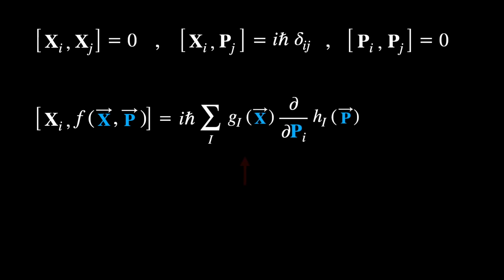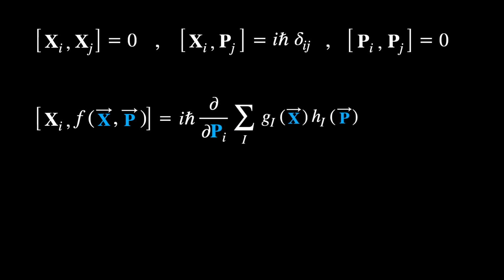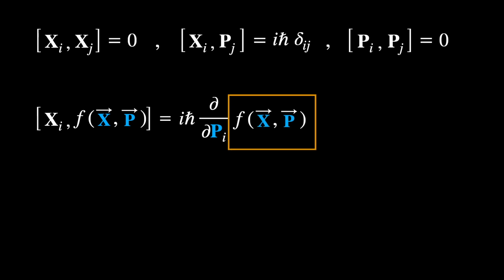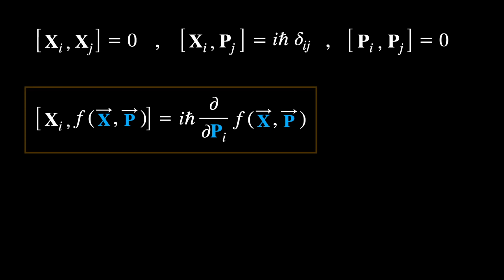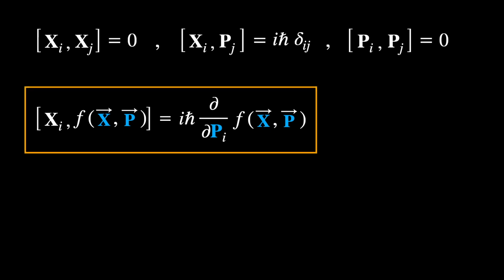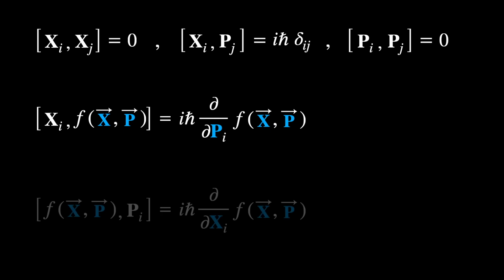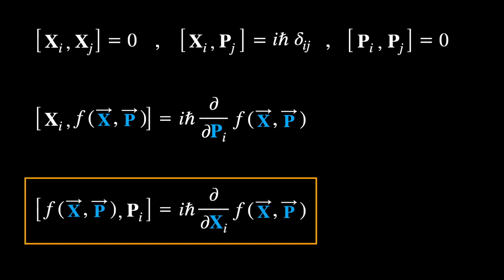Since g_i is purely a function of x, we can pull out the p derivative. And the expression in the yellow box is just a function f. This gives a nice result for the commutator between x_i and the arbitrary function f. We emphasize again that the p derivative must be applied in a way that respects the relative ordering of operators within f. A very similar identity holds for the commutator of f with p_i.